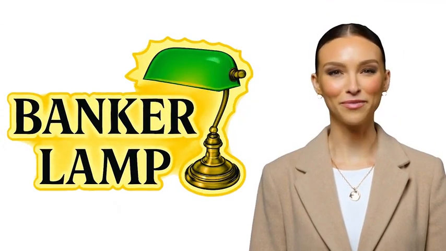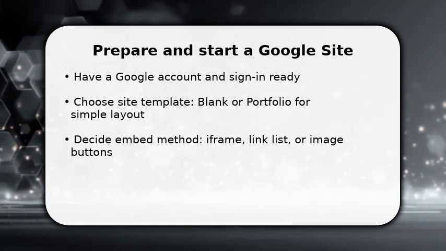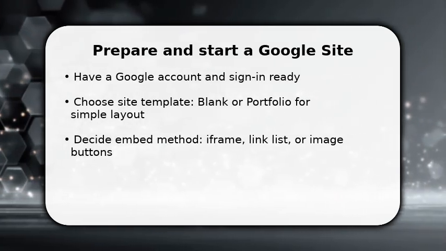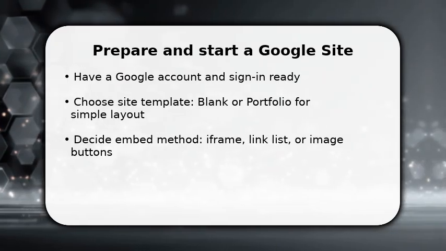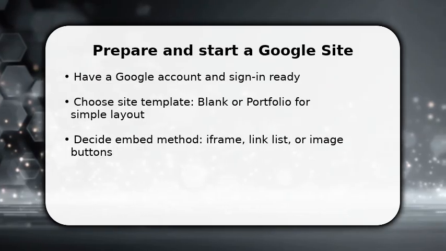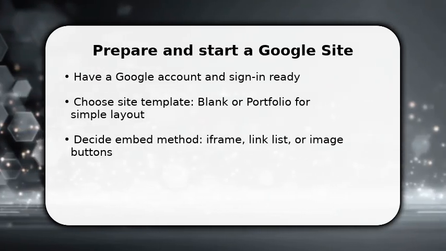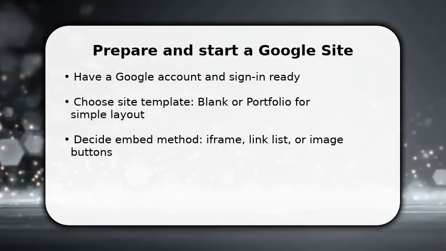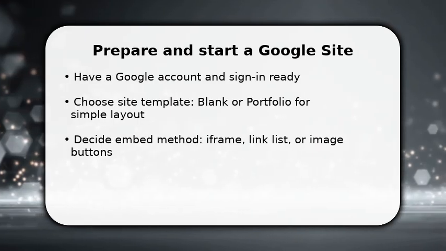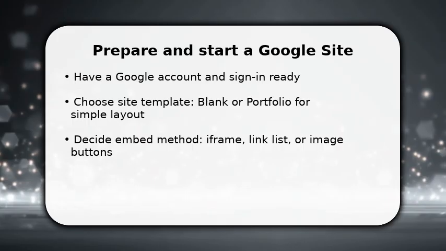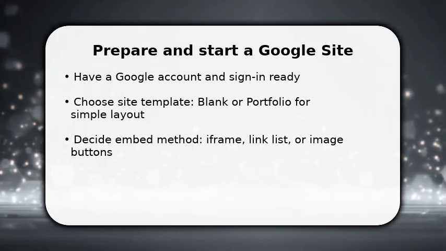Please enjoy the video. You must start by signing into your Google account and opening Google Sites. Create a new site and pick a simple template. This avoids layout conflicts. Once done, name the site and set basic navigation. You should also decide how you'll host unblocked games: direct iframe embeds, redirect links, or image buttons, because that determines page structure. Make sure to prepare the game URLs and any thumbnail images before moving to build pages.